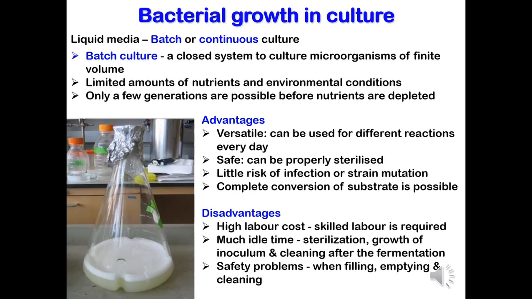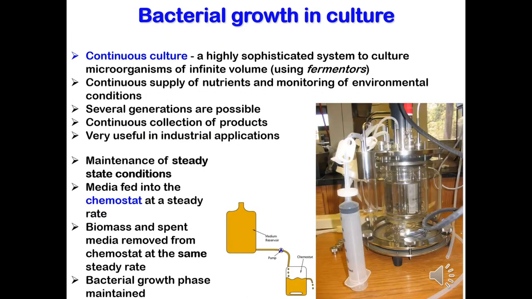However, there are disadvantages such as high labour cost, idle time, and there can be problems with safety when filling and emptying and cleaning. So continuous culture, however, in contrast to batch culture, maintains a continuous supply of nutrients and removal of waste products. So therefore several generations of bacteria are possible. And one of the main types of continuous culture systems is the chemostat. And a chemostat is designed so that the rate at which the medium is pumped in is the same as the rate at which the medium containing bacteria is removed.